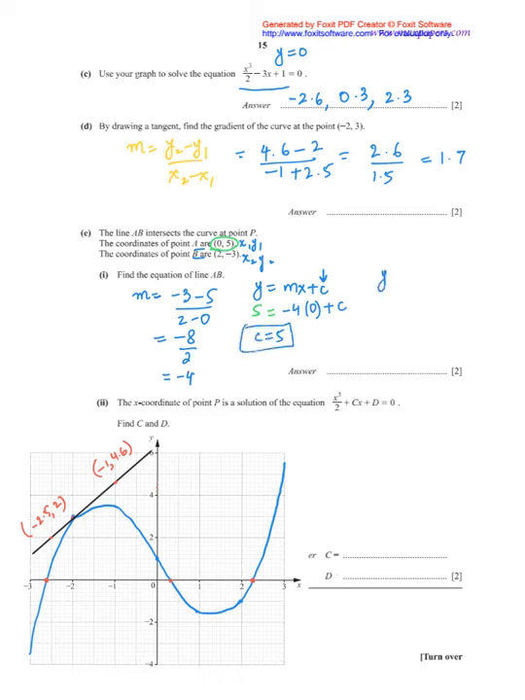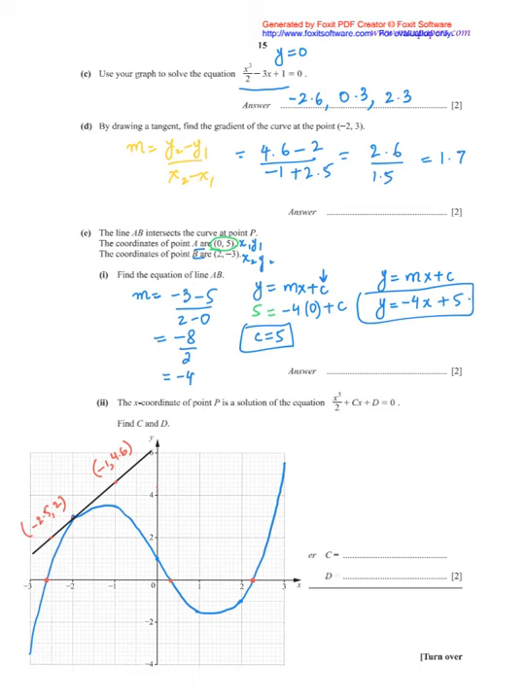Now to find the equation of the line, we are going to again apply y equals mx plus c, but y and x should be placed as they are. The value of m we have, it's minus 4, and c is equal to plus 5. So that is your equation of line AB.